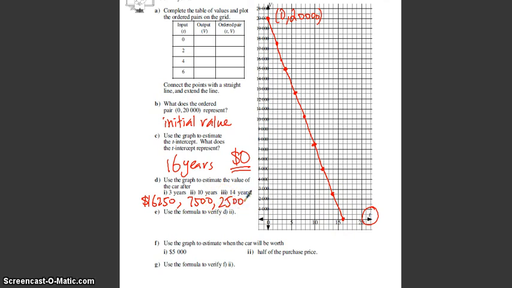Use the formula to verify it. You plug all those numbers into the formula, and you get the same thing. Use the graph to estimate. Now the other way around. When is it worth 5,000? So you look here at 5,000, you come down here, 12 years.